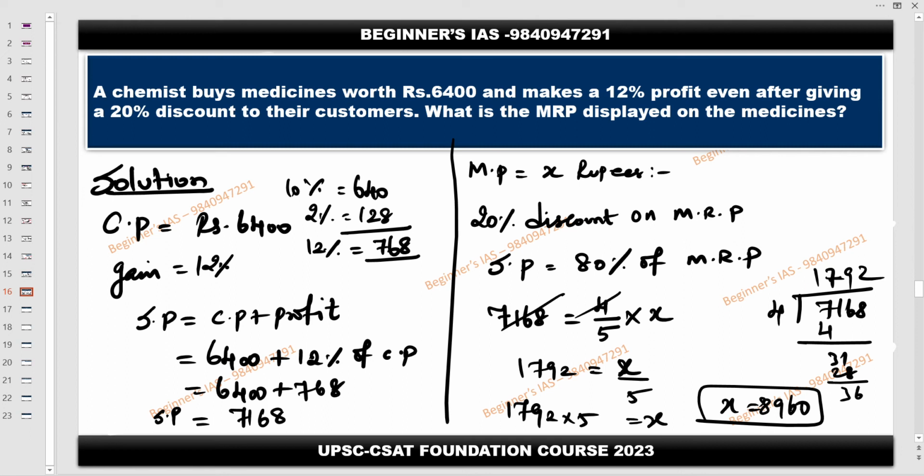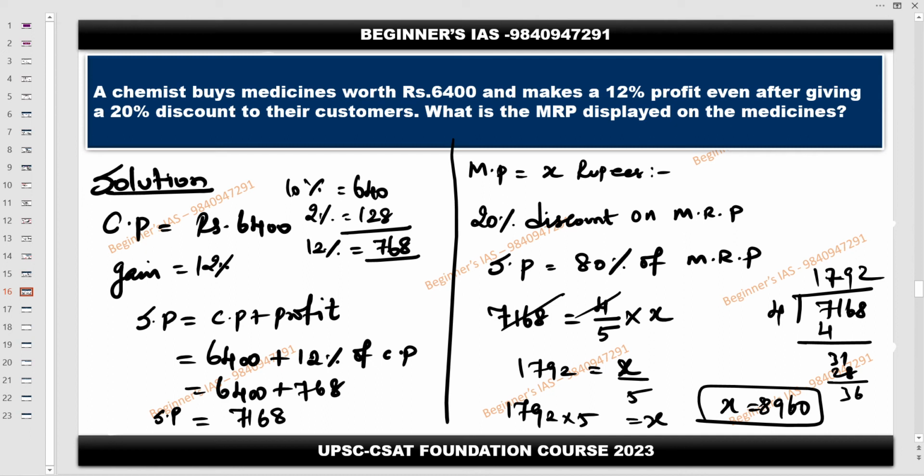So actually, assume yourself as the chemist, which means that you are investing this much amount, 6400. With that investment, you make a 12% profit. So how could you calculate that? With that 12% profit, easily you can find out the selling price. The selling price is going to be the cost price, and then that much percentage with respect to the cost price, that is going to be the profit.